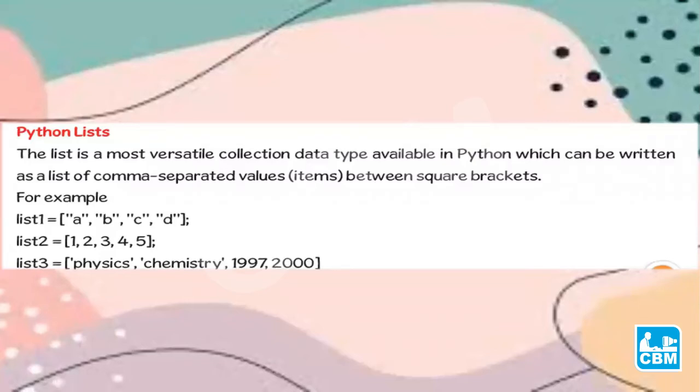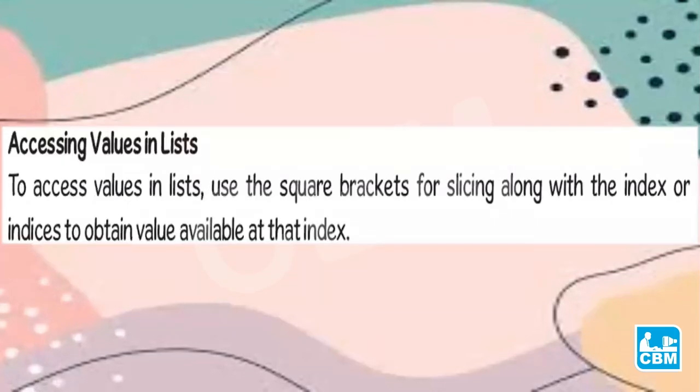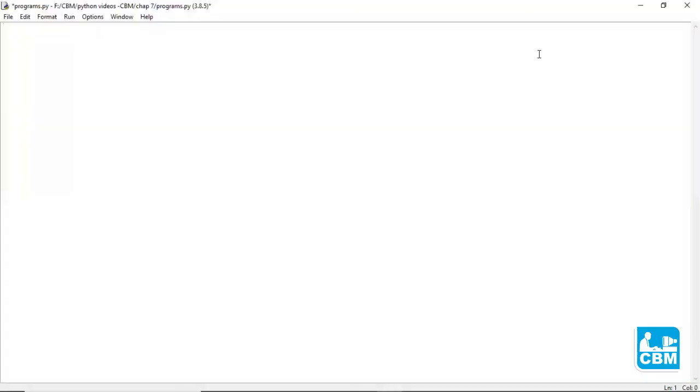Lists in Python are nothing but a collection of data types available in Python. The contents of a list are nothing but comma-separated values or items between square brackets. The values in the lists can be accessed by using square brackets for slicing along with the index to obtain the value available at the index. So let's take a Python program as an example to understand more about comments and lists in Python.